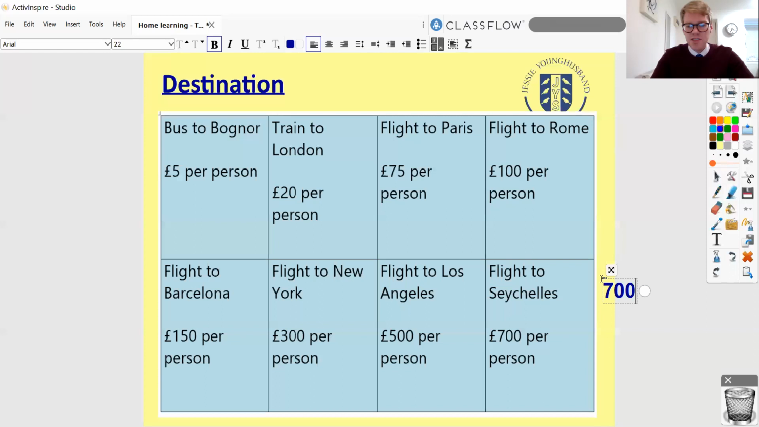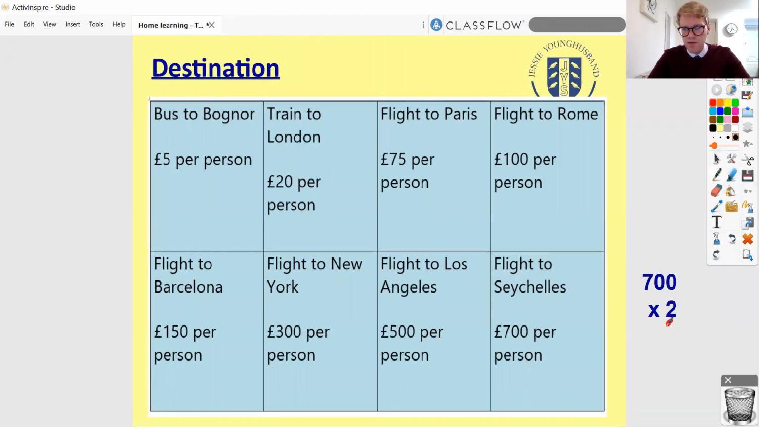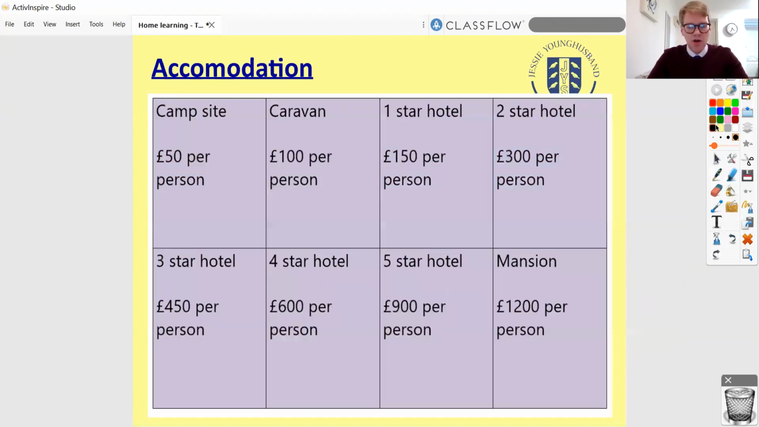So maybe I would be doing 700 times by 2. And I'd use some of my multiplication knowledge. We revised this yesterday, didn't we? We remind ourselves how we would do 700 times by 2. I do 2 times 0 is 0. 2 times 0 again is 0. And then 2 times 7 is 14. And so very quickly I would see, yeah, the cost of 2 people going to the Seychelles, £1,400. And then maybe I'm thinking, right, now I'm going to move on to accommodation.